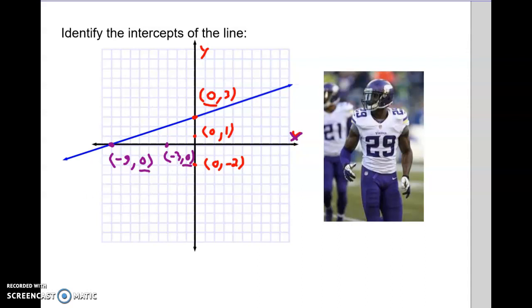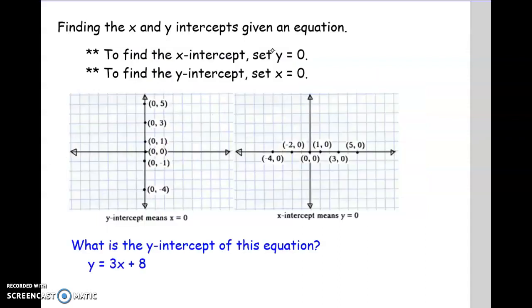Okay, so to help you remember this, you might want to jot it down. So defining the x and y intercepts for an equation, to find the x-intercept, you have y be 0. Okay, so that's what's shown here on the right, that to find an x-intercept, you have the y coordinate be 0. And similarly, to find the y-intercept, you set x to 0.